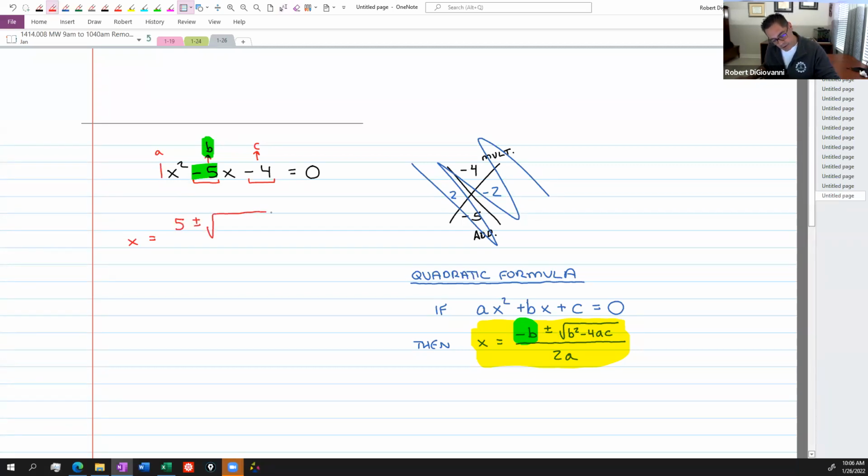Now we do the square root. Now we have to do b squared. So we take our -5 and square it, right? Which would give us 25. And -4 times, I like to do it this way, a times c. I like to do 2 sets of parentheses.